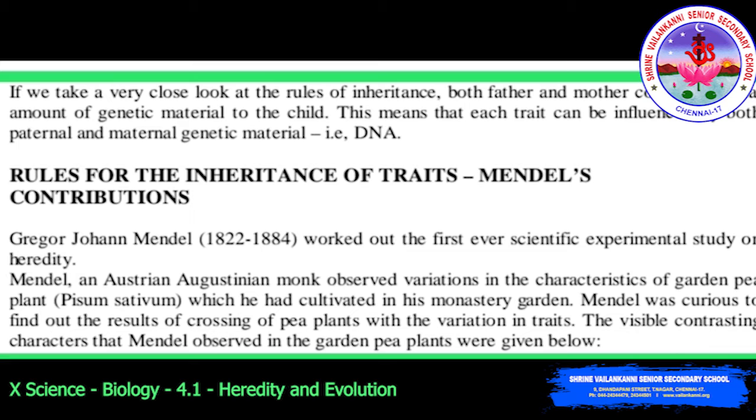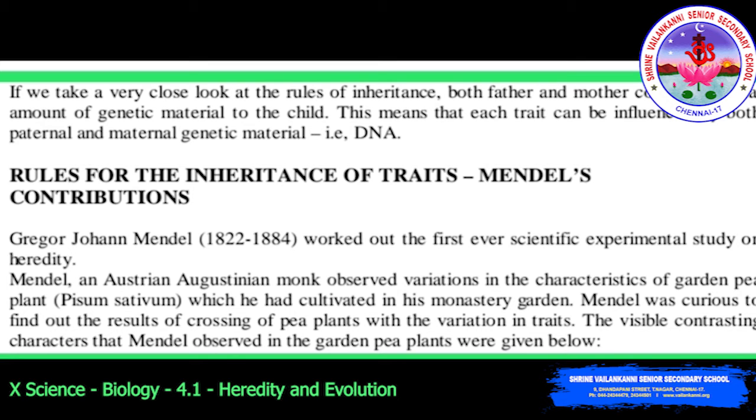DNA is deoxyribonucleic acid. Now we move on to the rules for the inheritance of traits, which is actually the pure form of Mendel's contribution. Who is this Mendel? Mendel is the father of genetics. His full name is Gregor Johann Mendel, 1822 to 1884. He worked out the first ever scientific experimental study on heredity. He chose a pea plant, that is Pisum sativum.